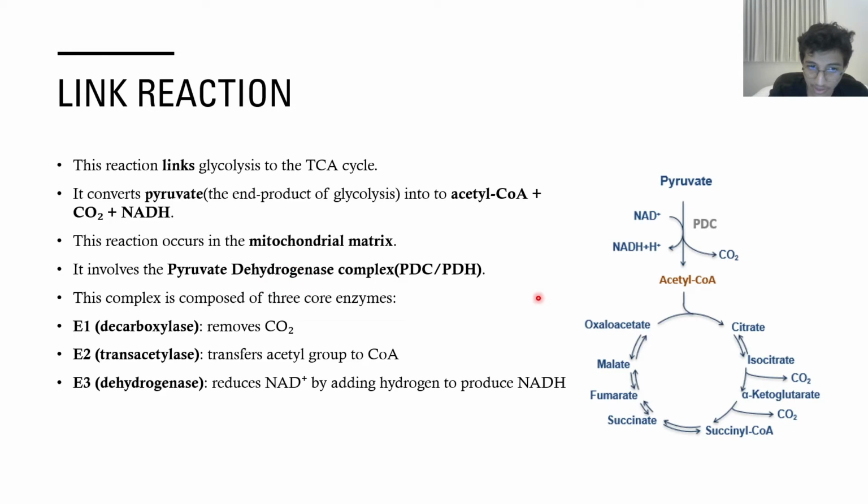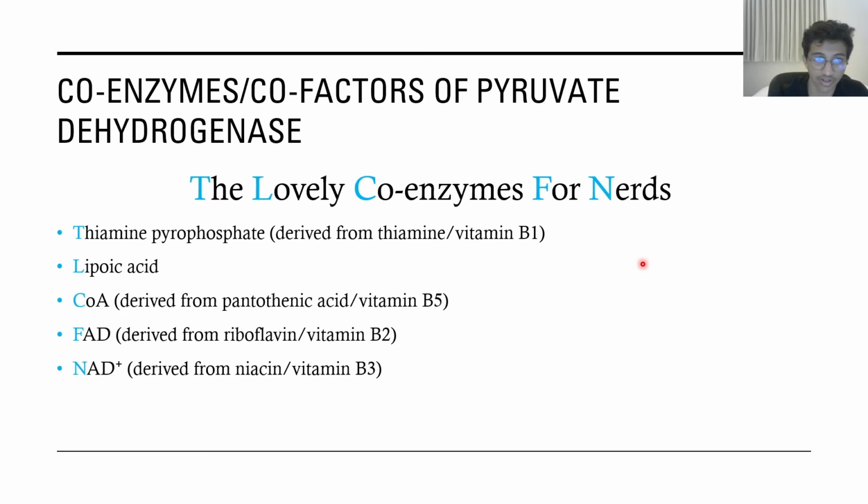It involves the pyruvate dehydrogenase complex, which is also known as PDC or PDH. Now, this complex contains three enzymes. The E1, which is a decarboxylase enzyme. This is the enzyme that removes the CO2 from pyruvate. The E2 enzyme, which is the transacetylase enzyme. It transfers the acetyl group to coenzyme A. And E3 is a dehydrogenase enzyme, and it reduces NAD by adding the hydrogen to produce NADH.